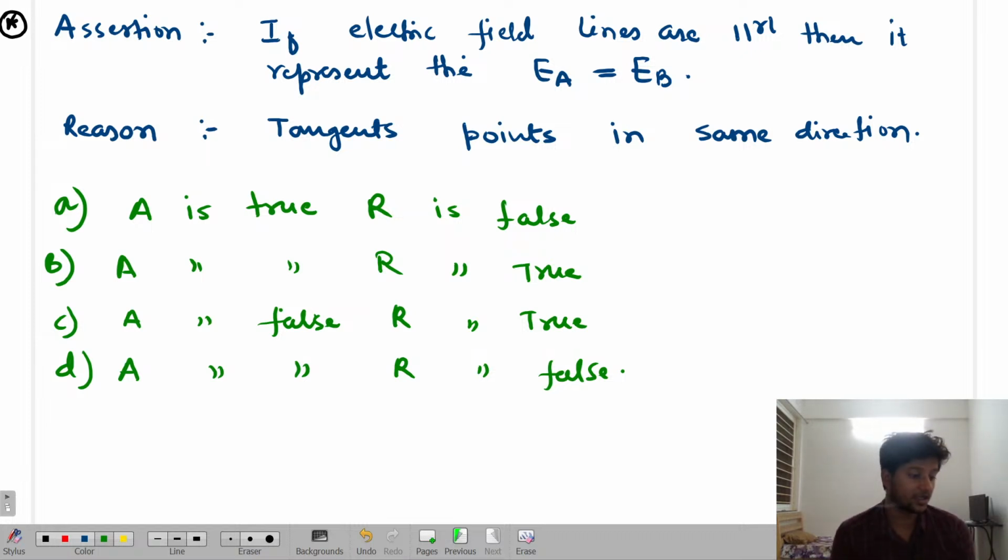Think once again, then you tell me. It's saying that if electric field lines are parallel, then it represents EA is equal to EB. Reason for that, tangent points in same direction. Does the reason satisfy this assertion, or both are false, or both are true? That's what I asked. I'm not giving you options like the reason being the correct explanation, just simply whether it is true or false.